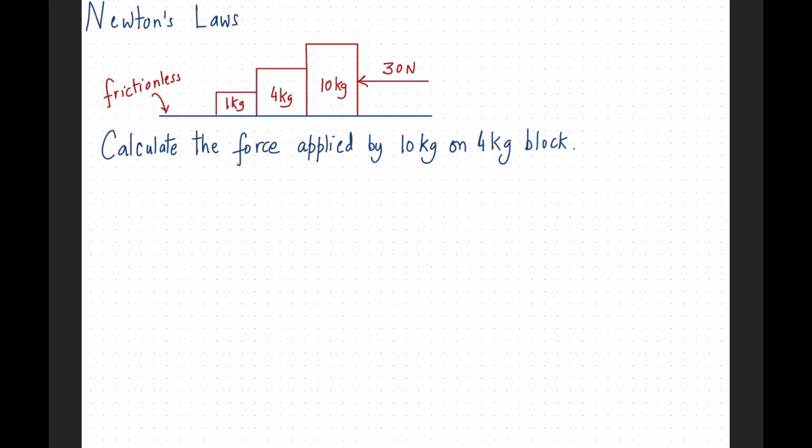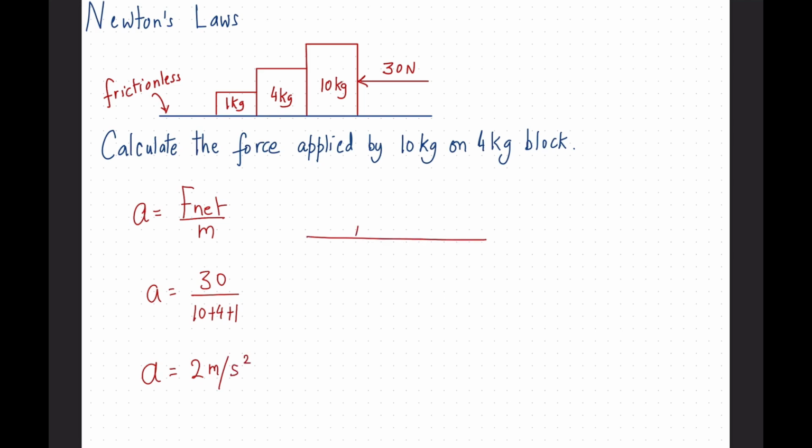Let's look at another problem with 3 blocks. So we have got 3 blocks. Again, the surface is frictionless and an applied force of 30 Newton is being applied on the system. So it's being applied to the 10 kg mass, and there is no other force which is acting on any other block. The question is asking you to calculate the force applied by the 10 kg on the 4 kg block. So as usual, the first step will be to find out the acceleration of the system, which will be F net over the total mass. So acceleration will be 30 over the total mass, 10 plus 4 plus 1, that is 15. So acceleration will come out as 2 meter per second square.